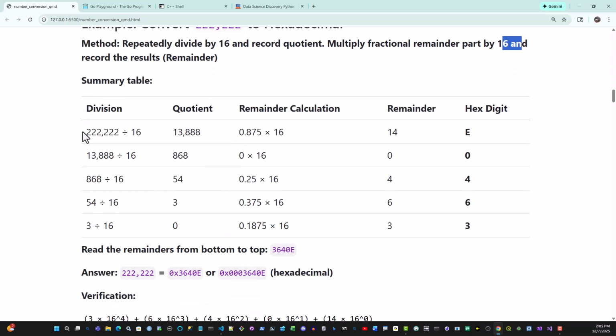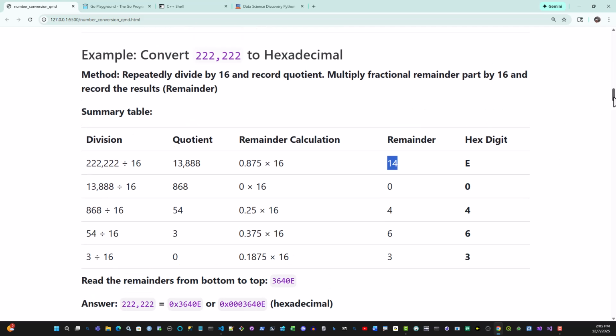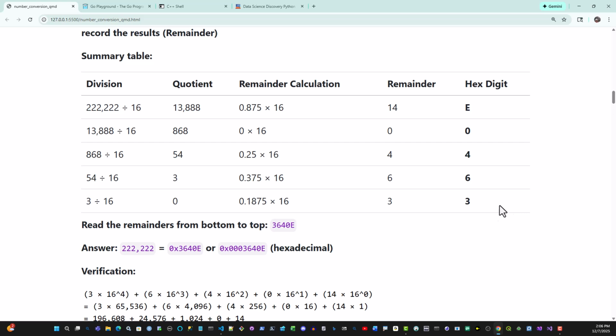So you start with a number, you divide by 16, this becomes the quotient, okay? So the whole number would say 13,888.875. That will be the actual number. So we are taking the whole number portion of that number, put it in here, and then we take the remainder, which is this fractional part, and we multiply by 16. And when you do that, you're getting a 14. And if you recall from above, in that display for a hexadecimal, 14 is E. But we're going to read it backwards, so you can read from the bottom to top.